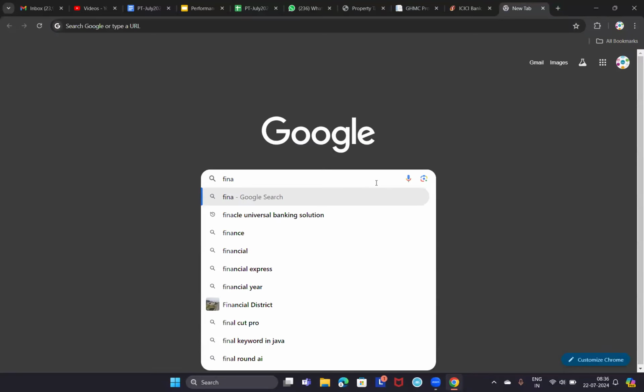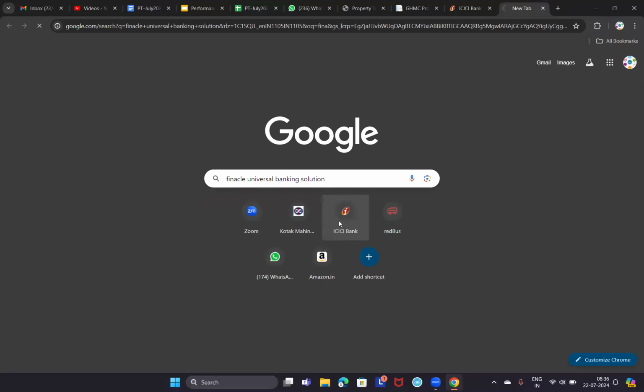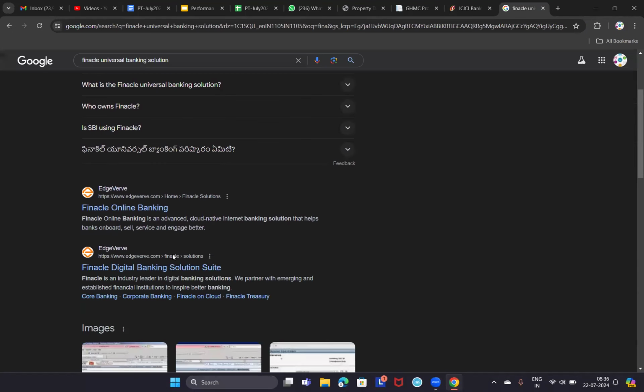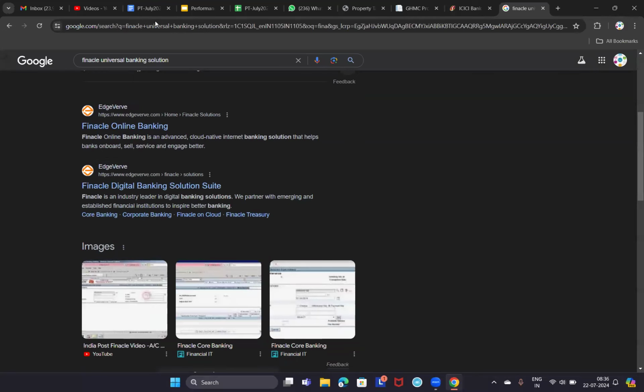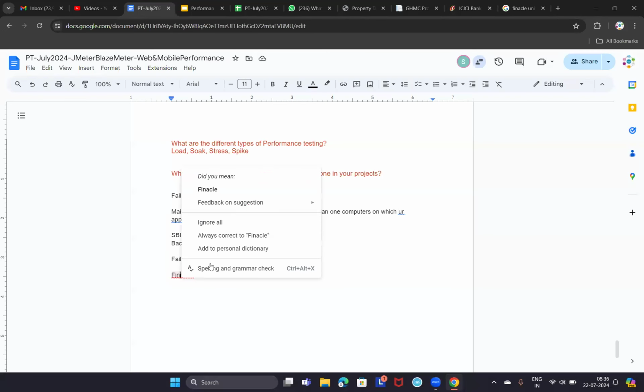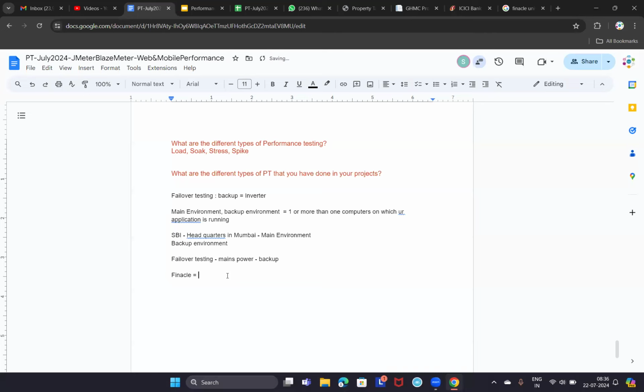Finacle, yeah, Finacle Universal Banking Solution. This is a core banking solution developed by Infosys. Finacle is a core banking solution developed by Infosys. In India, most of the banks are using this Finacle.